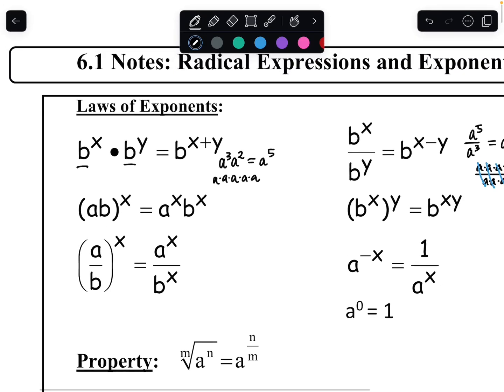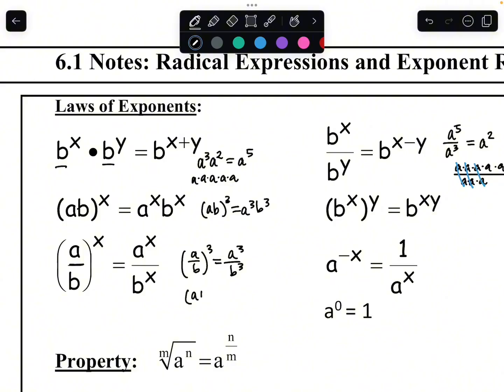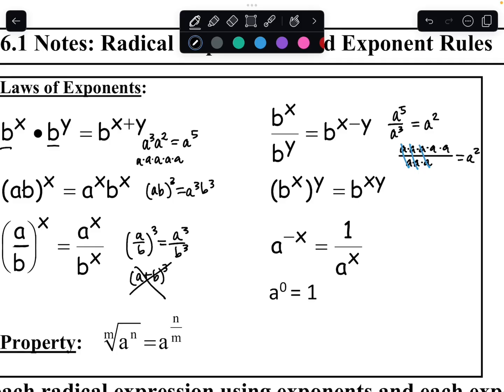If you have a product or a quotient inside the parentheses, you can distribute that exponent. And so if I had a times b cubed, that would give me a cubed and b cubed. If I had a divided by b cubed, I would have a cubed over b cubed. You have to be careful because if you have a plus or minus sign inside the parentheses, you cannot distribute that exponent. So do not distribute if there's a plus or minus sign. You would have to expand it out.